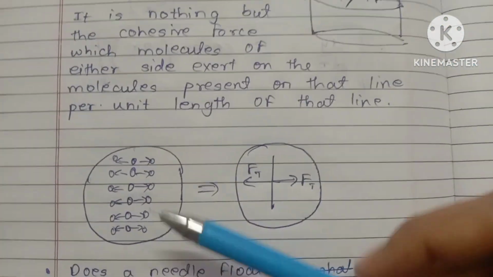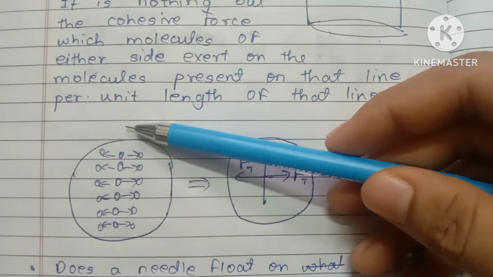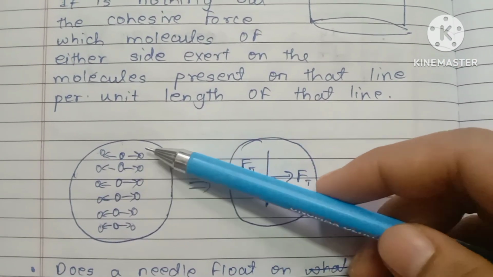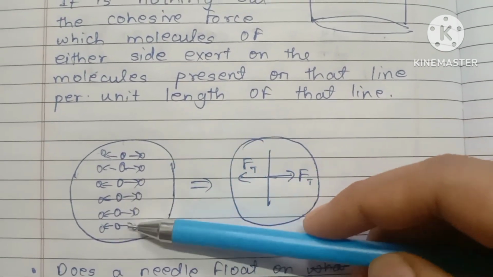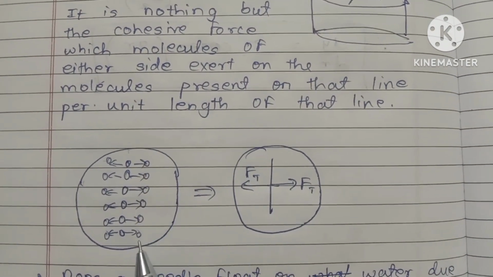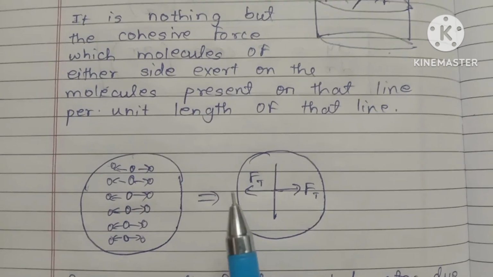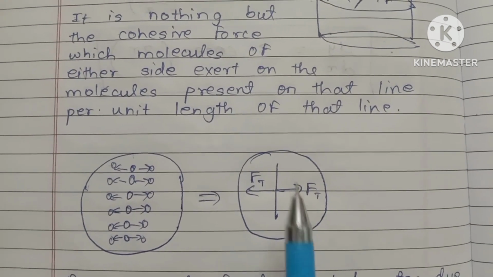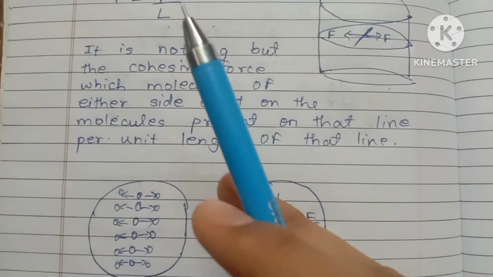So we will see here. See, these are molecules which are in a line. So they experience a force from either sides. You can see like this. So the net force exerted by these molecules on the molecules of this line is nothing but the force of surface tension, and that force per unit length of the line is called the surface tension of that liquid.